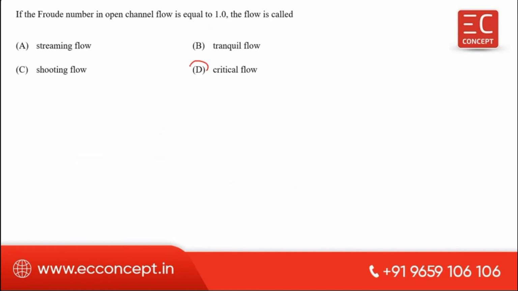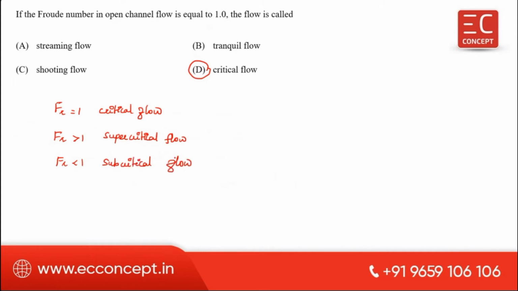Next one. If the Froude number in an open channel flow is equal to 1, then the flow is called, we know that it's a critical flow. If the Froude number is equal to 1, then we can say this is critical flow. If the Froude number is greater than 1, then it's supercritical flow. If the Froude number is less than 1, then it's subcritical flow.